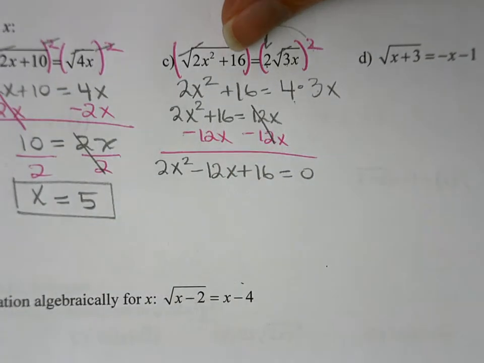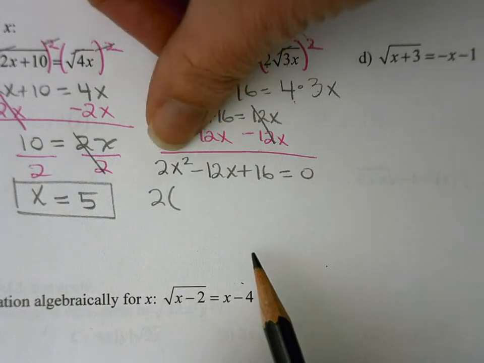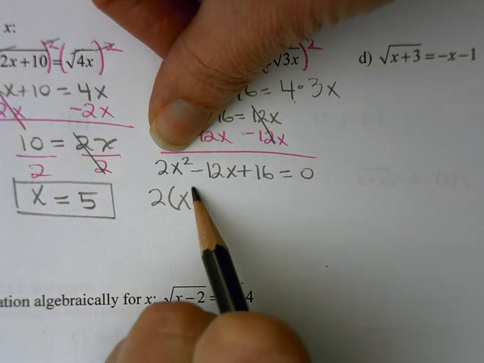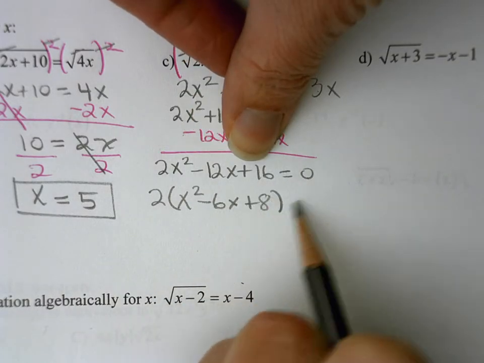And then here they all have a 2 in common, so I want to factor the 2 out of everything. So I'm going to do greatest common factor. So when I divide by 2, I'll get x squared, and then minus 6x, and then plus 8.